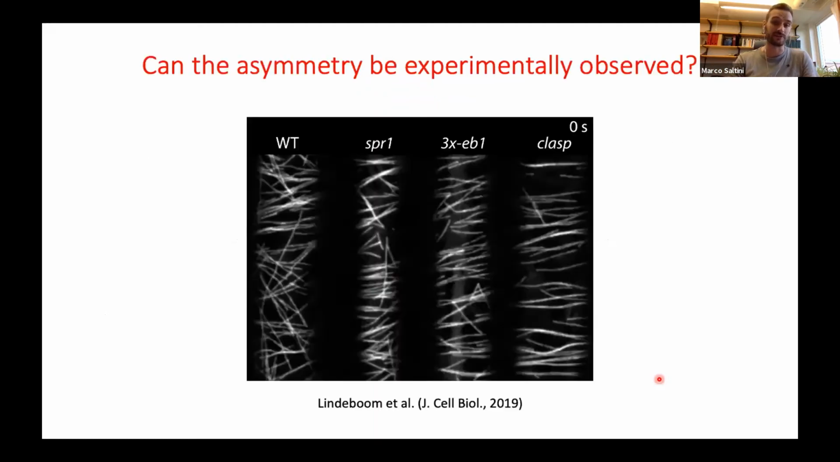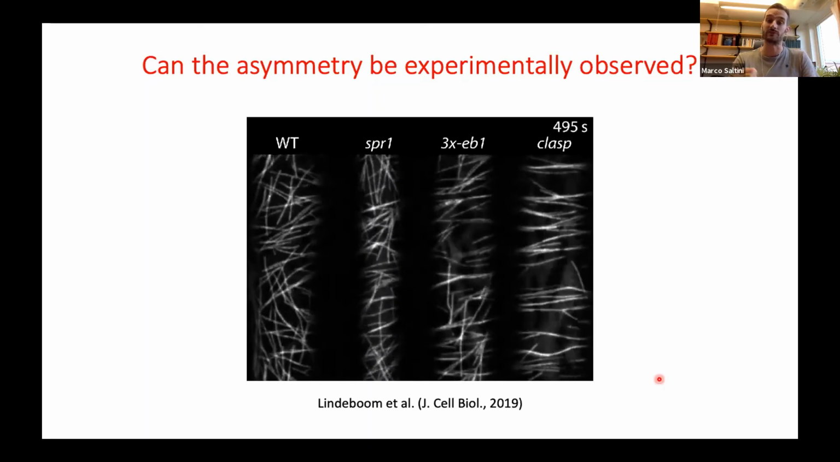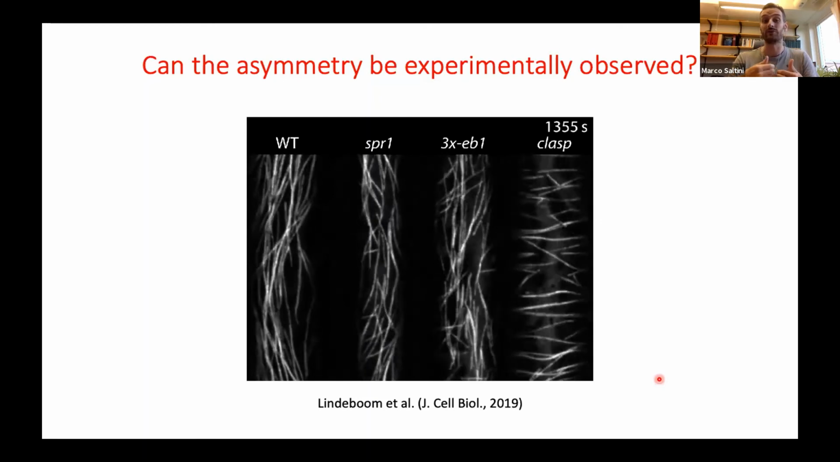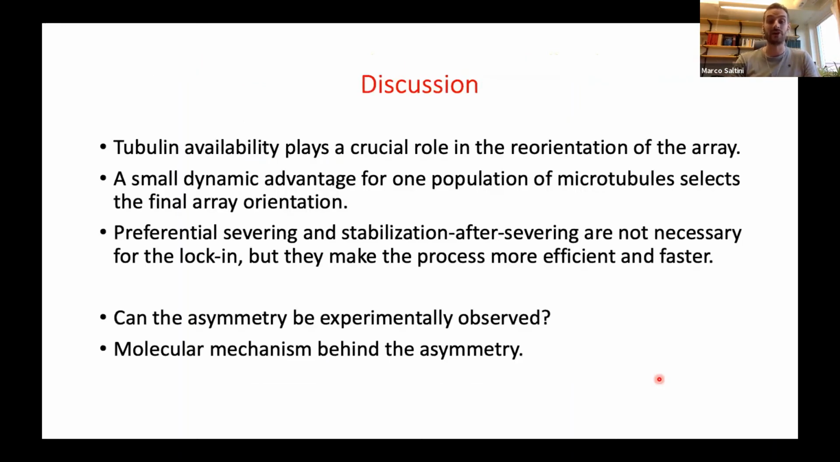Well, in principle, yes, because if we make a thorough analysis of these videos of microtubules in the cortical array that undergo dynamic instability, and we have a good amount of data, we can in principle compare the dynamic properties of microtubules in one direction with the dynamic properties of microtubules in the other direction. And if we have enough data, we may be able to detect even a small advantage for one of the two, which according to our model would be enough to explain this reorientation and the persistence of the new orientation of the array.